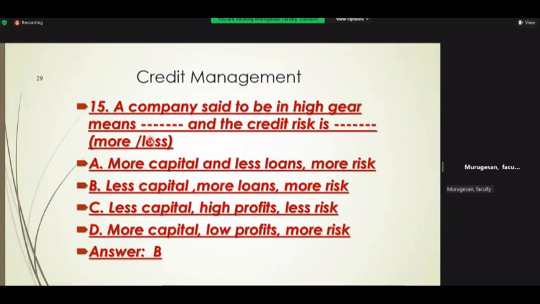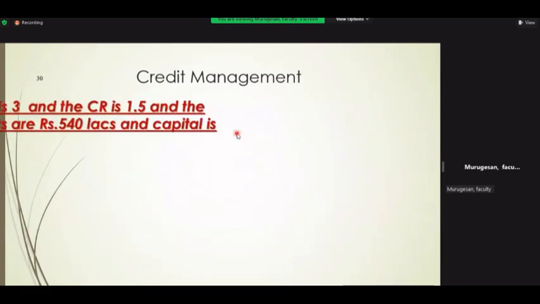Sometimes three blanks you have to fill up, like that. It will not be a direct question. This type of question they may ask. Okay. 15. Understood? Now 16.